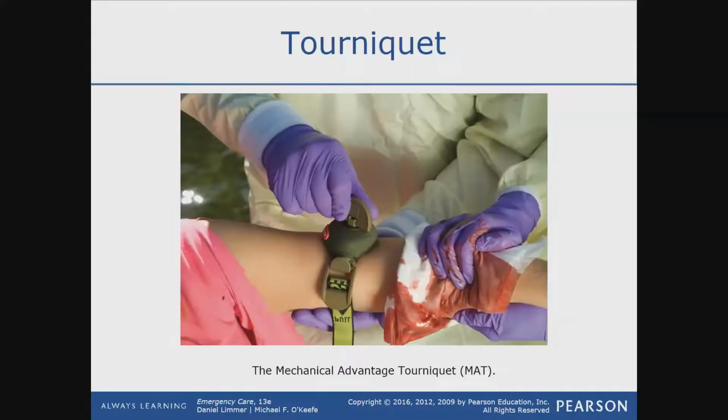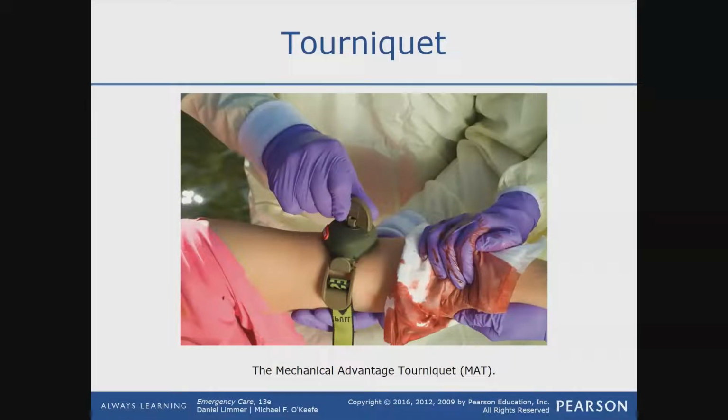The tourniquet is used as a last resort. If the cut is right here, you want to put that tourniquet at least 2 inches above the wound. Right here, it looks like this patient has a cut right below the elbow. You do not ever want to put a tourniquet over a joint because it will come loose from movement.